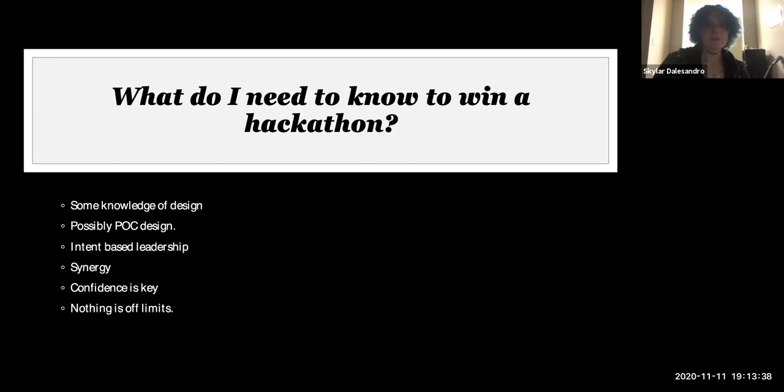And now we're going to go into intent-based leadership and working, and that's something that's part of Industry 4.0. If you want, you can look that up in your spare time. It's a big topic that has very little to do with hackathons, but good for life in general. Synergy, obviously, because you can't have teamwork without it. Confidence is key. Nothing is off limits.